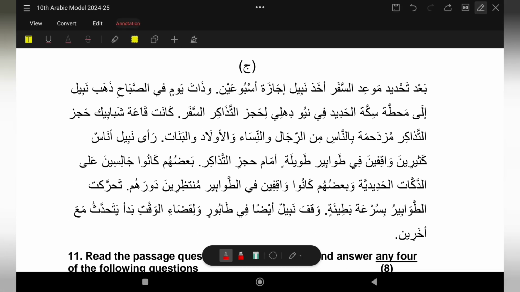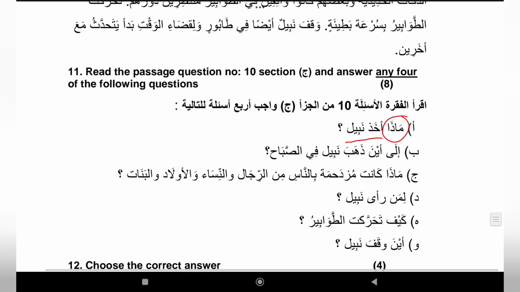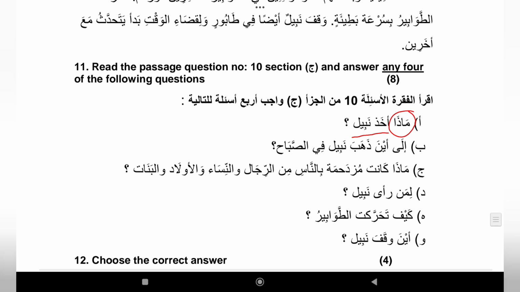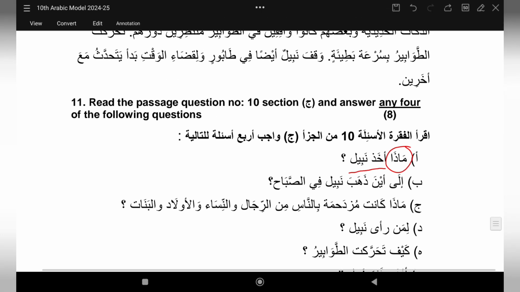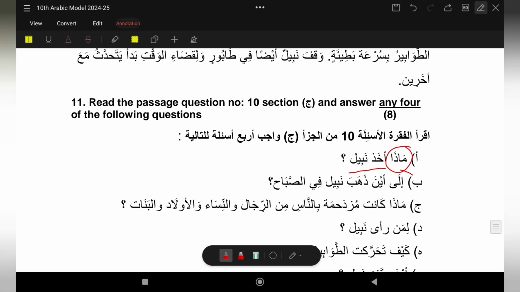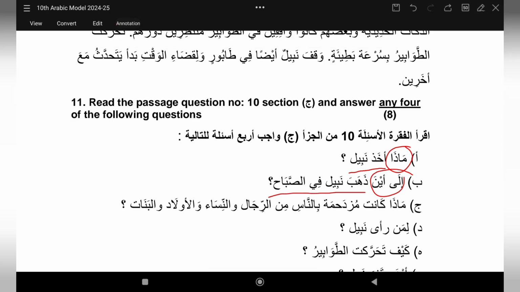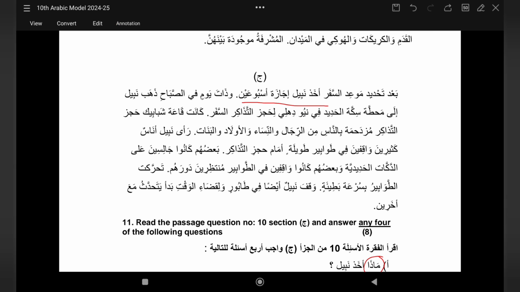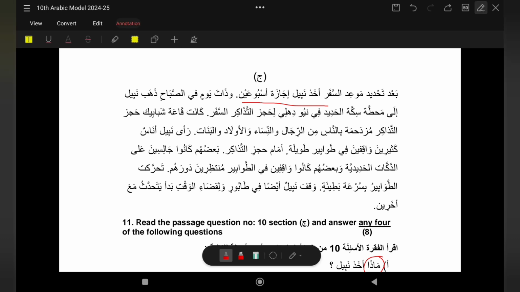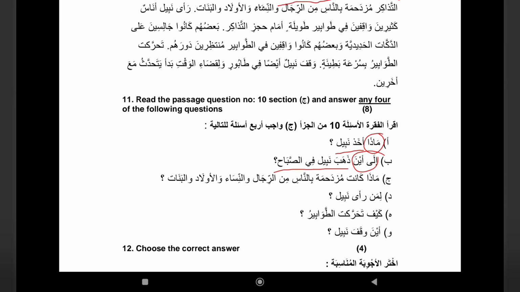أخذ نبيل إجازة أسبوعين. And إلى أين ذهب نبيل في الصباح. So إلى أين is a question word. Remove this question word and start answering from ذهب نبيل في الصباح. Then إلى أين ذهب نبيل: إلى محطة سكة الحديد في نيو دلهي. Okay, you have to write the answer as short as possible, then you will get the full mark.